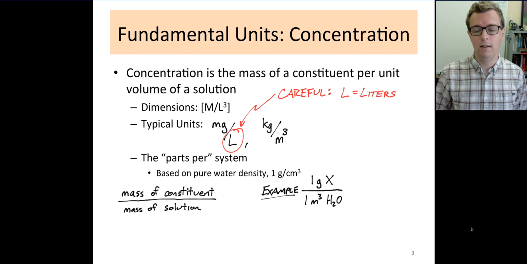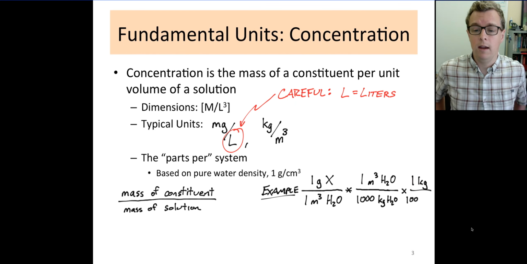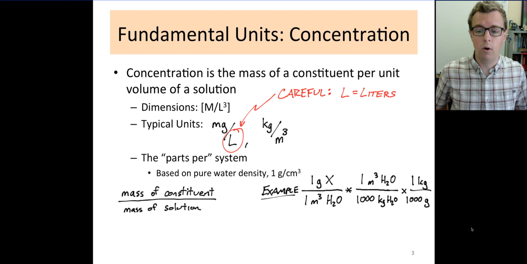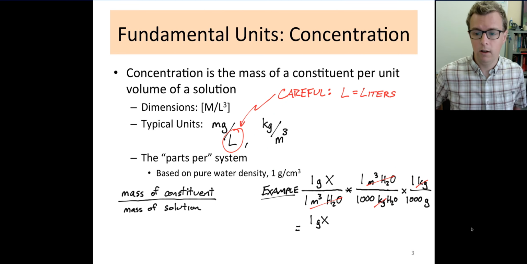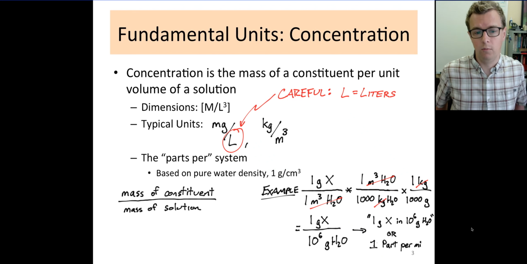So let's take an example. We have 1 gram of X, whatever X might be, in 1 cubic meter of water. Now we can do a unit conversion here and use the density. So 1 cubic meter of water weighs 1,000 kilograms, and 1 kilogram is equivalent to 1,000 grams. If you cancel your units, you end up with 1 gram of X per 1 million grams of water.